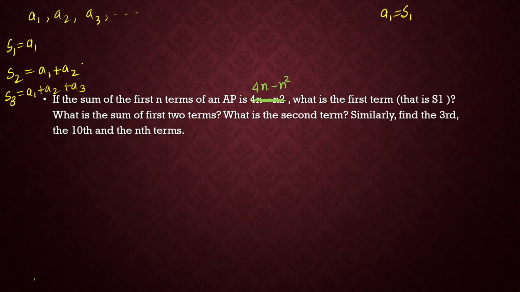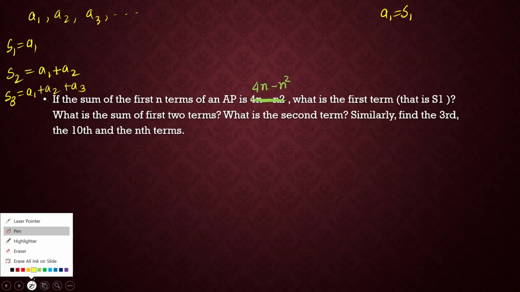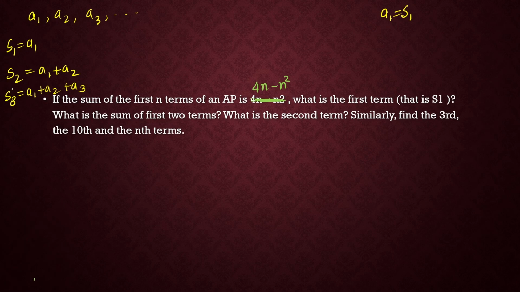So if I want to find the second term and they have given you the sum of first two terms, then a2 is equal to S2 minus a1. This is just for information. From this equation only I derived that thing. Now, what is the first term? The first term is nothing but your S1.